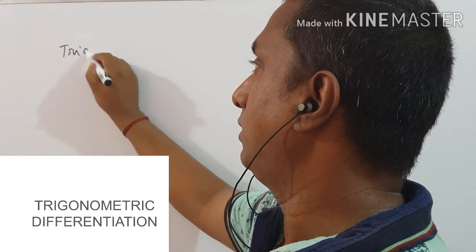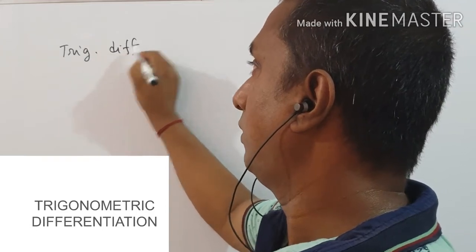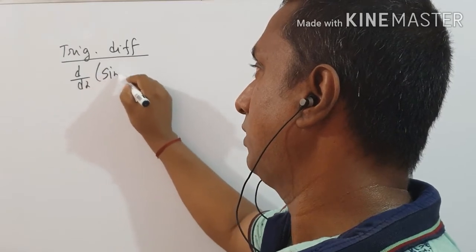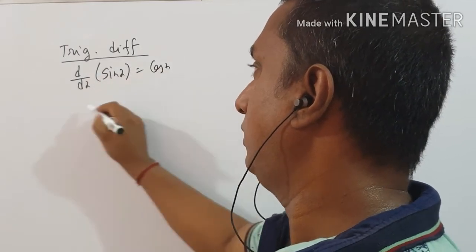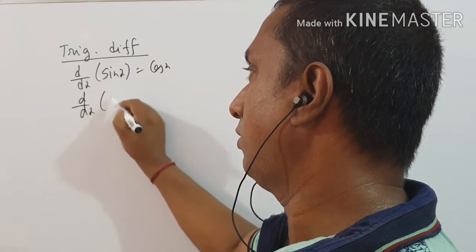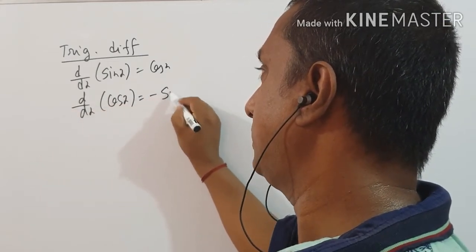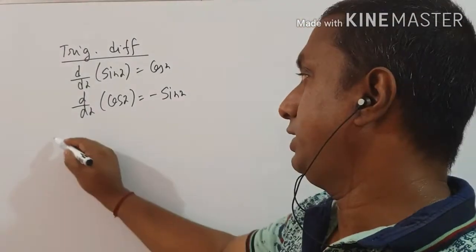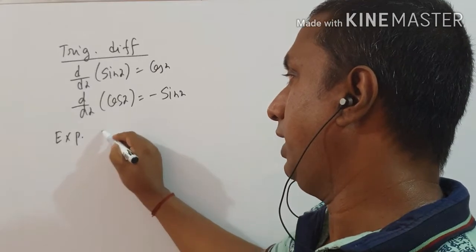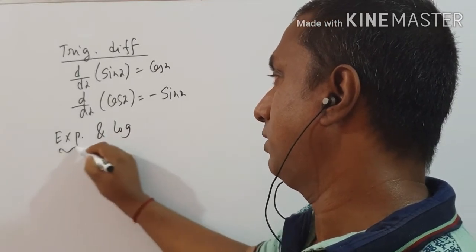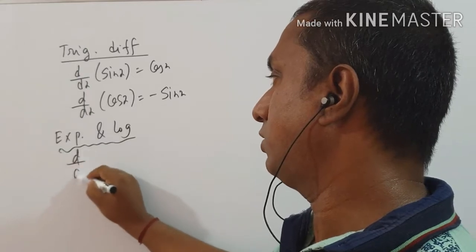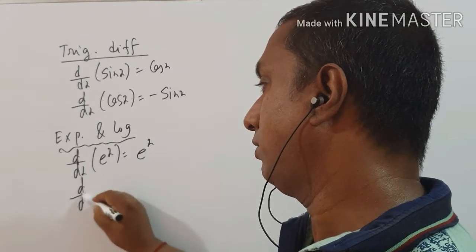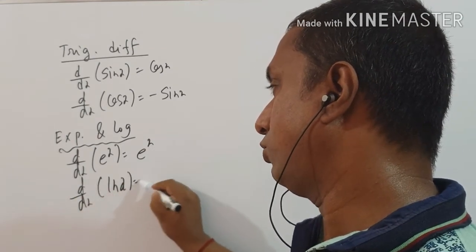Trigonometric differentiation. We should learn these two formulas. d/dx of sin x equals cos x, and d/dx of cos x equals minus sin x. Now for exponential and logarithmic functions, keep in mind, d/dx of e to the power x equals e to the power x, d/dx of ln x equals 1 by x.